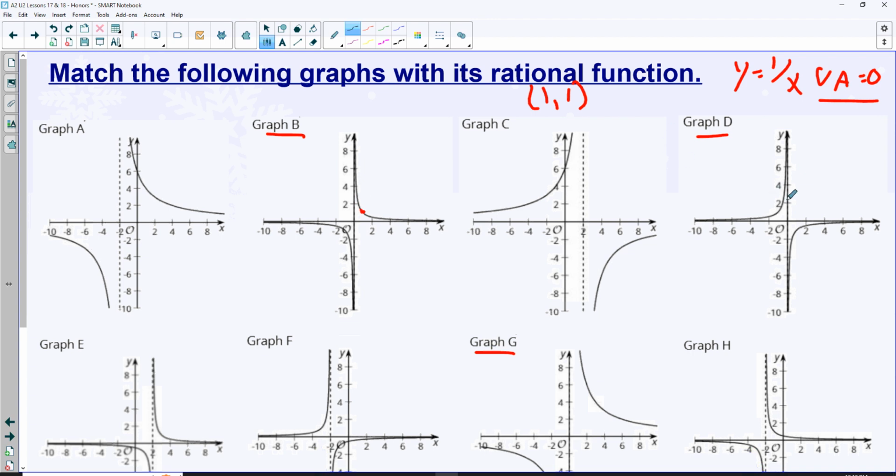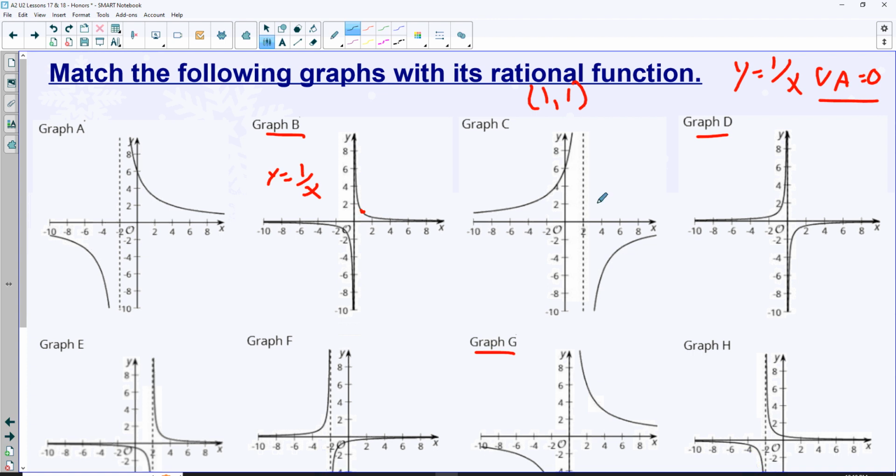How about graph D? Nope, graph D is out. And does the point have it? Nope, graph G is also out. 1 over x. And that's a lot of how we can look at it.